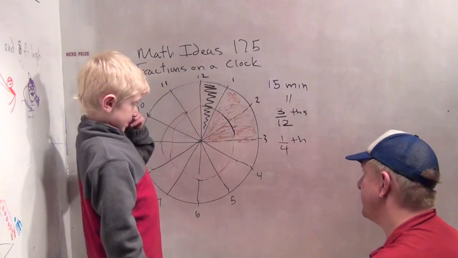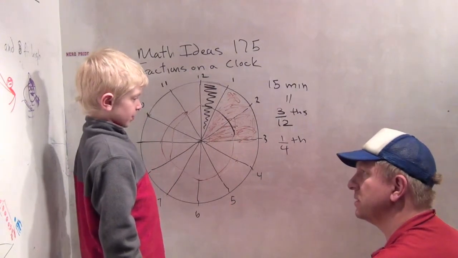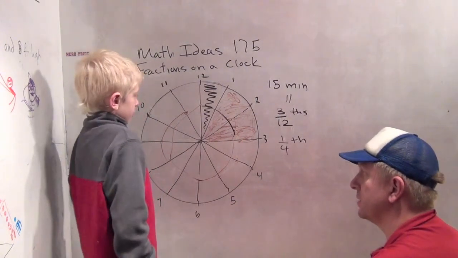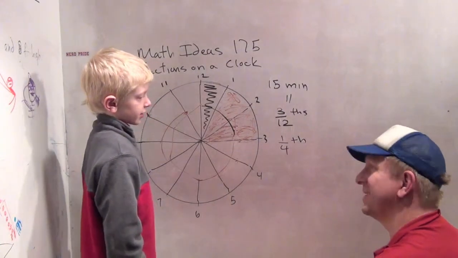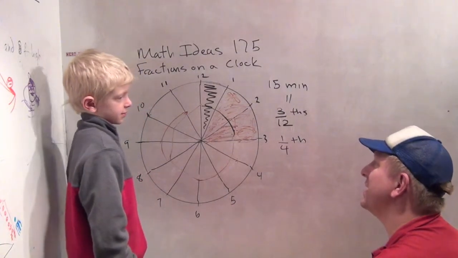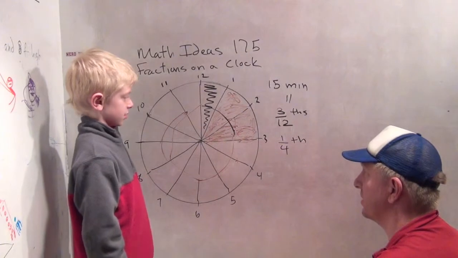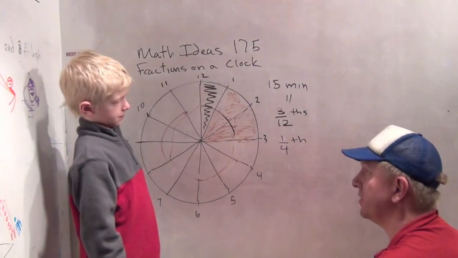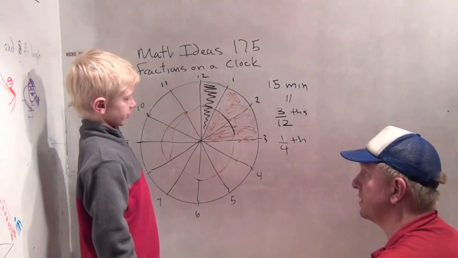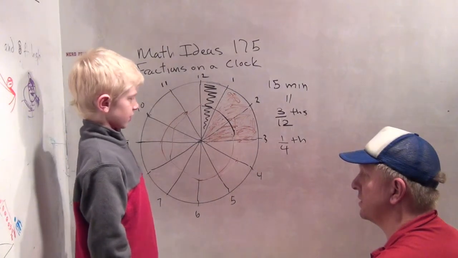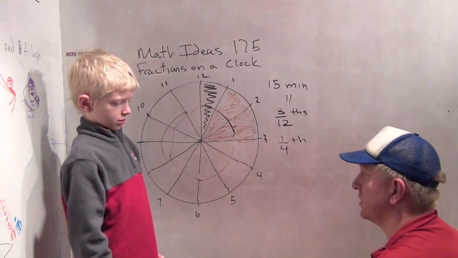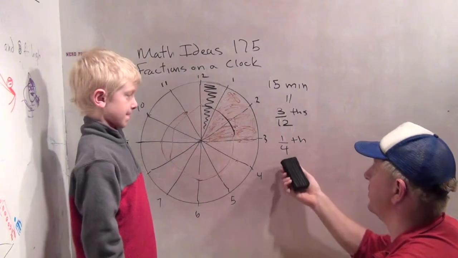So does it make sense that 15 minutes is 1/4 of an hour? Mm-hmm. Why? I just understand it. You just understand it? How many 15-minute periods do you have in 1 hour? 4. So that's why it's 1/4 of an hour.